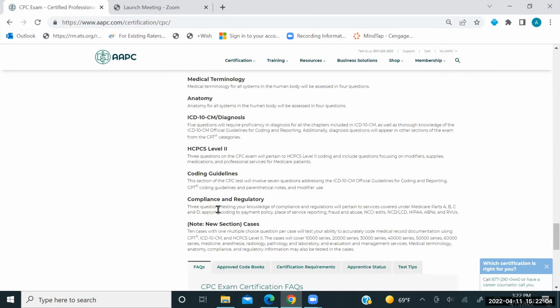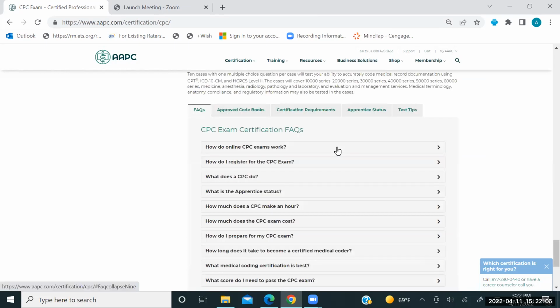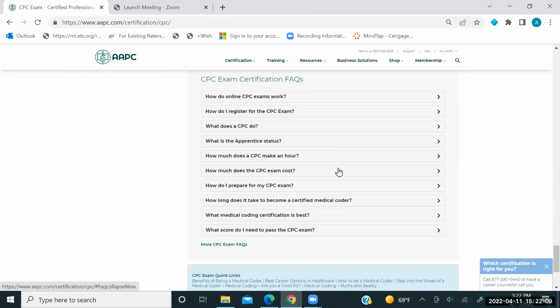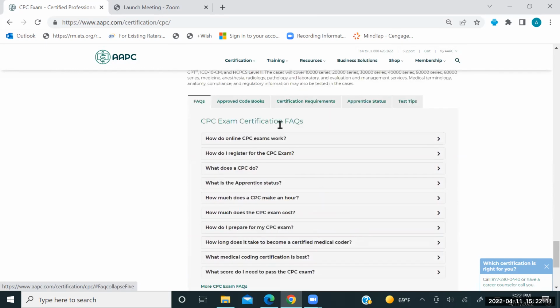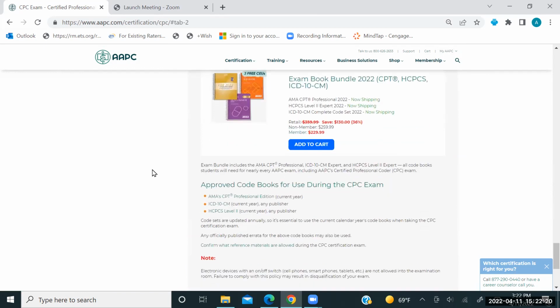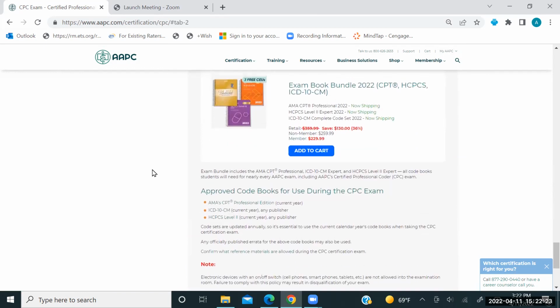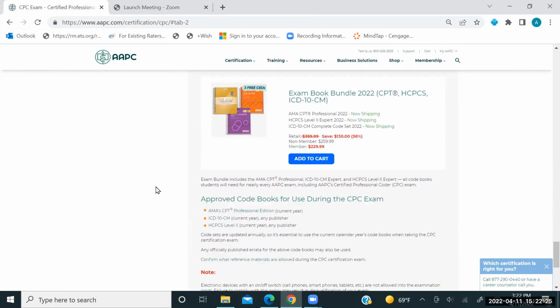All right. There's a ton of questions down here that you can look at that really help clarify what we do as coders and what it takes to actually get that CPC credential on your name. It also has approved code books. You do not have to use the books that they sell. You can use any ICD-10 or HCPCS book. AMA is the only publisher for the CPT, so there's no variation there.